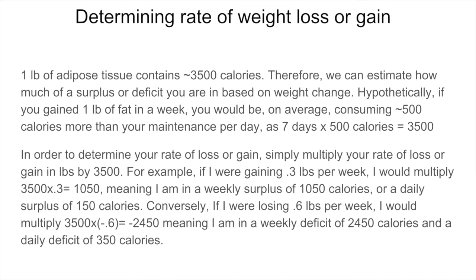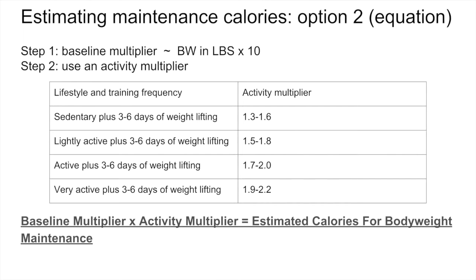So, option two for estimating your maintenance calories is going to be an equation option. Again, if you're not super experienced with tracking your calories, I'd have you use this one. Step one, take a baseline multiplier, which is your body weight in pounds times 10. So for me, I'm 150 pounds. I would just multiply that times 10, get 1,500.